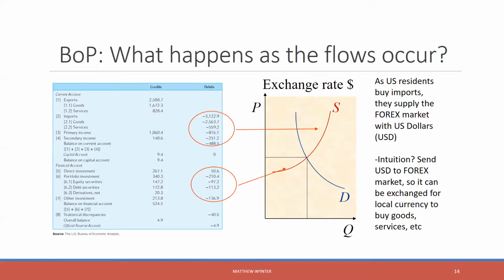So as US residents buy imports, they'll be supplying Forex to the market. Specifically, they'll be supplying dollars to the Forex market. The intuition is that you're spending USD to buy stuff, but the places that you're buying from want local currency for their goods and services. So you supply dollars to the market.